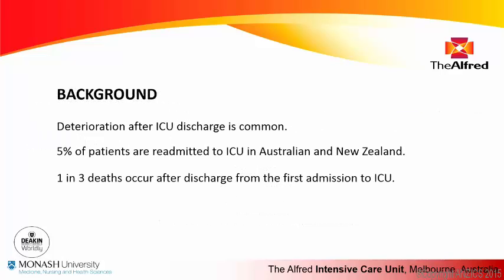So, of course, the background to this is that deterioration after ICU discharge is very common, and 5% of patients are readmitted to the ICU in Australia and New Zealand. And, of course, at this stage, 1 in 3 deaths occur after discharge from the first admission to ICU.